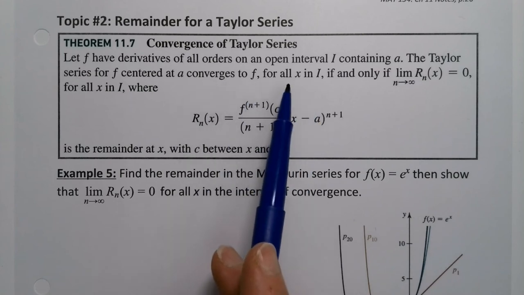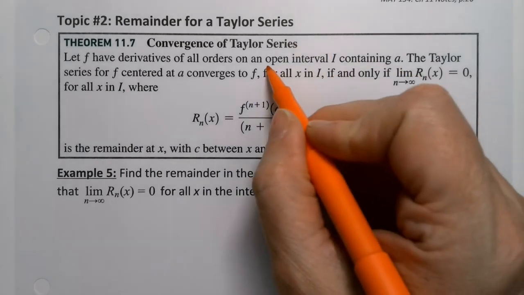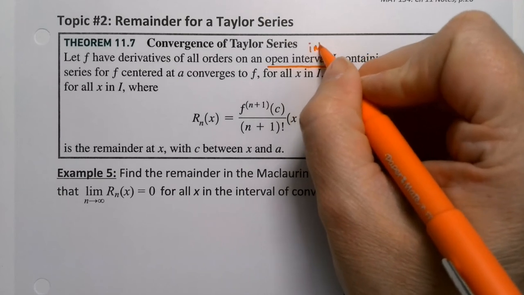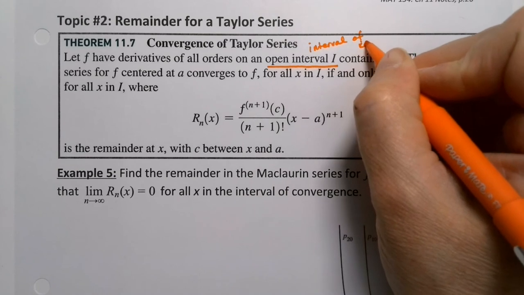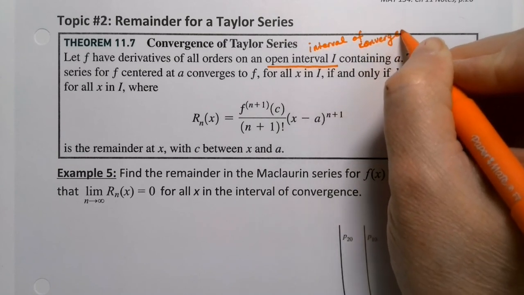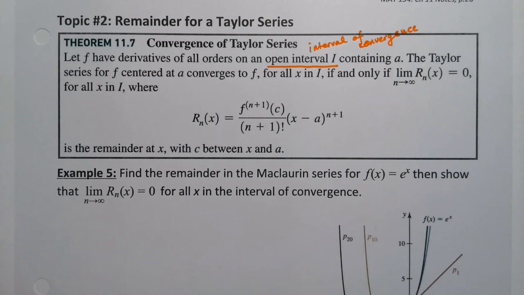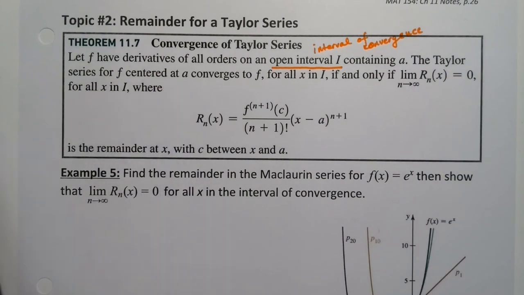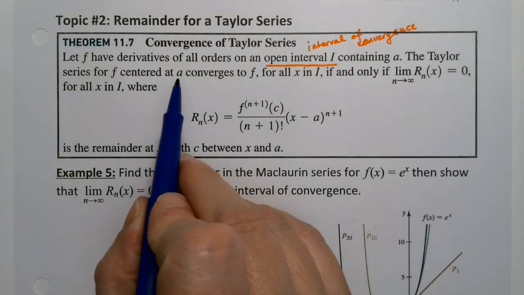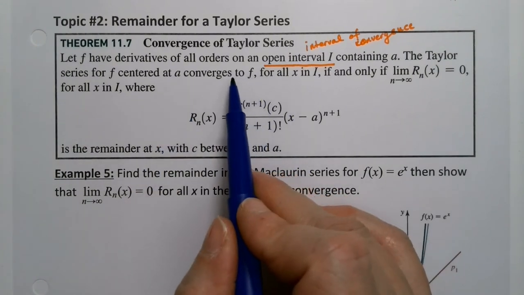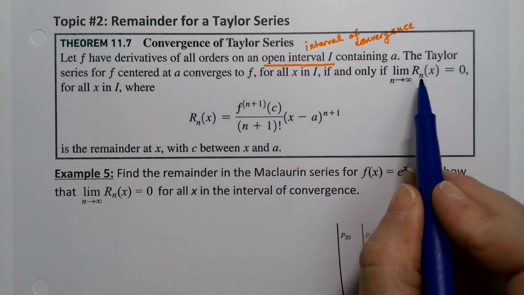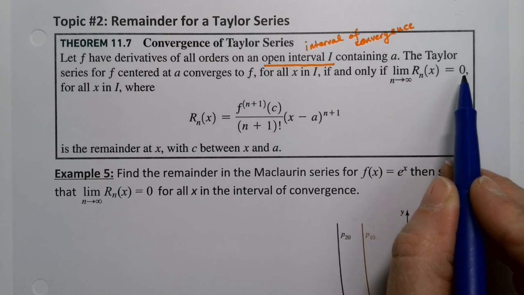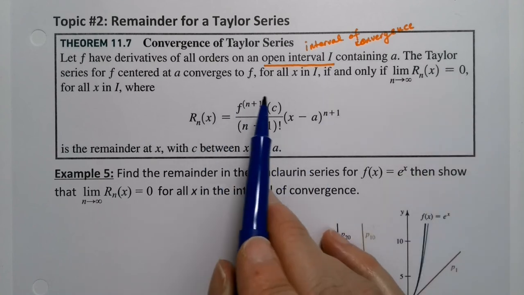So as long as you're within your interval of convergence, that's the open interval here. So that's the interval of convergence. As long as you're in that interval of convergence, then the Taylor series, centered at that value, which is the center of that interval, will converge to that function if and only if the limit as n goes to infinity of your remainders is 0. And we have a formula here for the remainders.